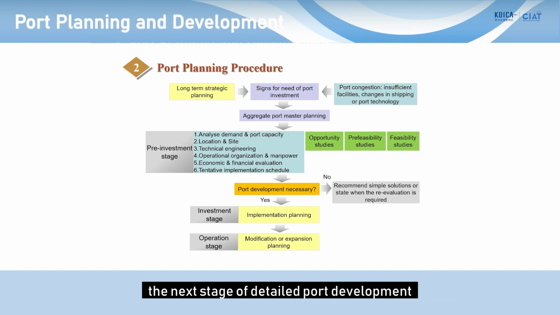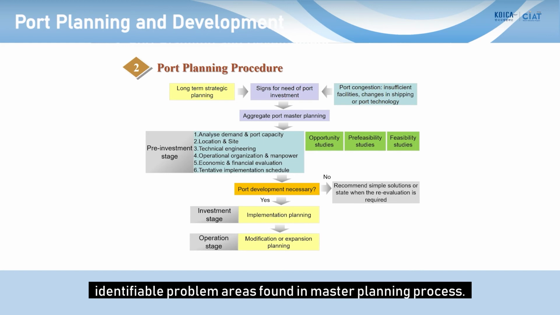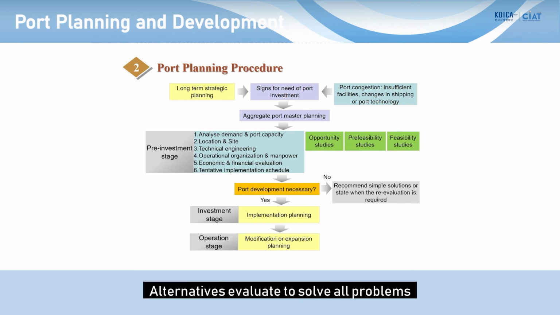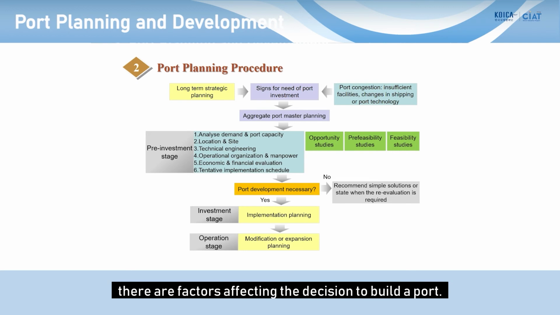The next is detailed port development planning. It is more detailed and identifies problem areas found in the master planning process. Then all available alternatives are evaluated to solve problems. There might be institutional and operational improvement, modification or expansion of the port and its facilities, and the development of a new port. There are factors affecting the decision to build a port.